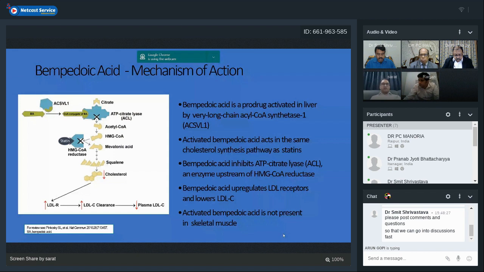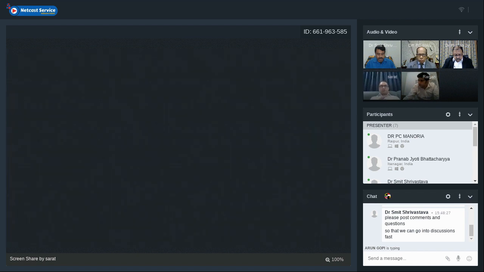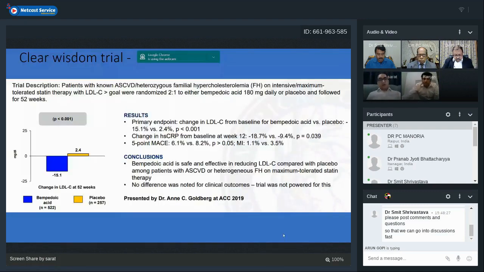Trials are also there, and these trials are all called CLEAR trials. There are so many trials which have come in the beginning to prove the point. They have tried it even in statin-intolerant patients. Now, the trial I'm going to show you is the CLEAR Wisdom trial, which is once again a mechanistic trial to show the reduction of LDL and whether it is consistent. The CLEAR Outcomes trial results are expected. Probably it will come very soon.